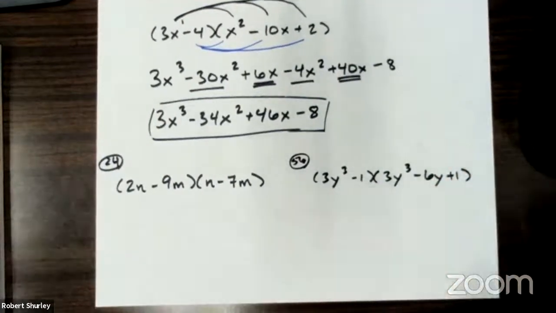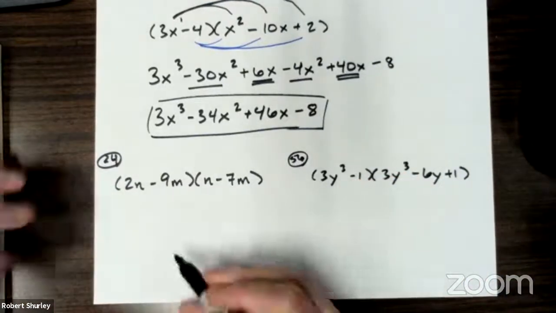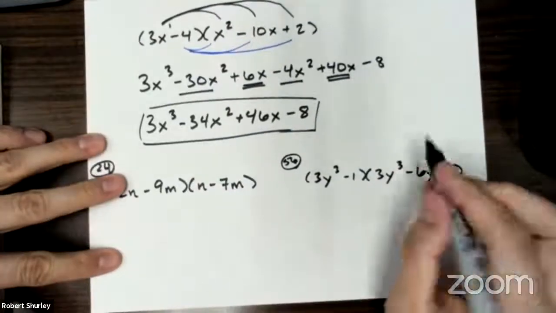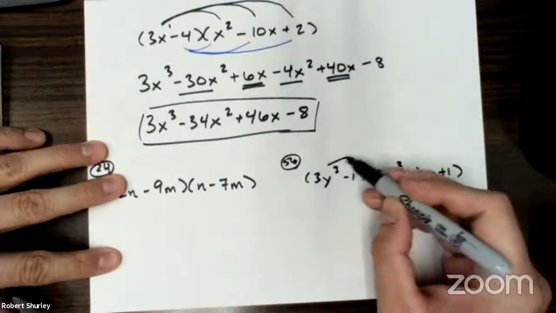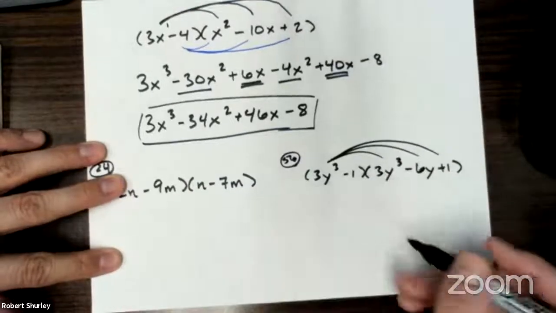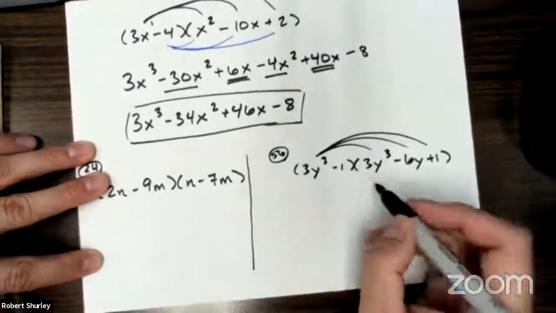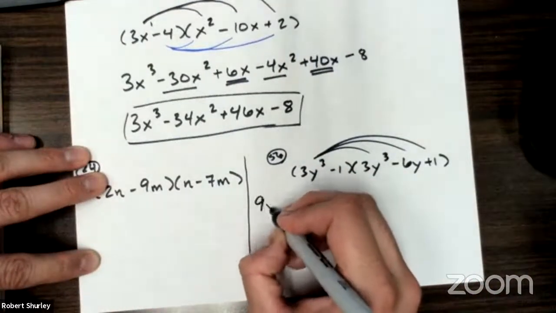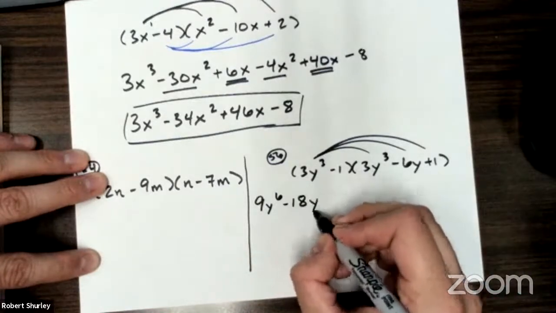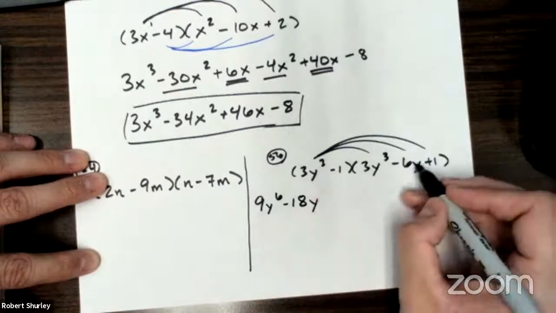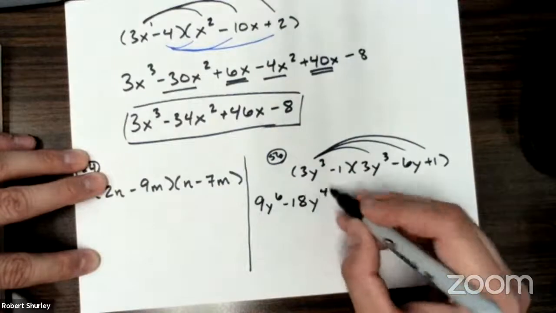Okay, keep working if you're working. I'm actually going to start on the second one because you probably should be on the second one by now. So let's do this one. I'm going to multiply each one of these terms through. The 3y cubed is going to go to all three parts. So I get 9y to the 6th minus 18y to the 4th, since y cubed times y is y to the 4th, and then plus 3y cubed.